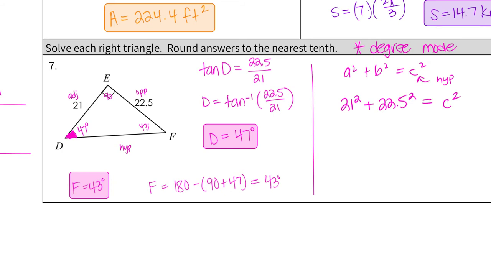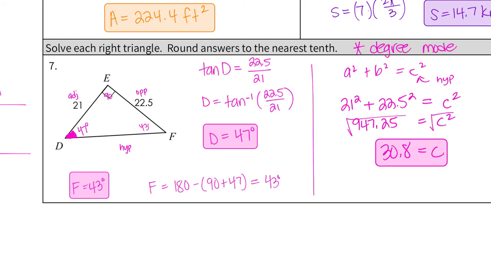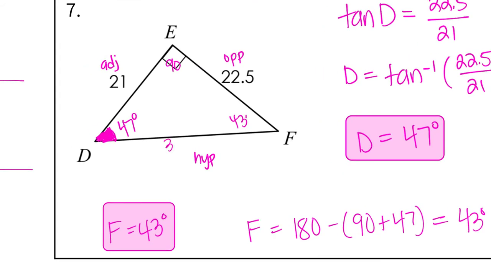So if I type in just this left part, I'm getting 947.25, but that still equals c squared. I need it to be just regular c. So we're going to square root both of the sides, and now I get, and we're rounding to the nearest tenth, 30.8. Okay, so now we have values for everything. We have values for all three angles, and we have values for all three sides. This one right here was 30.8.